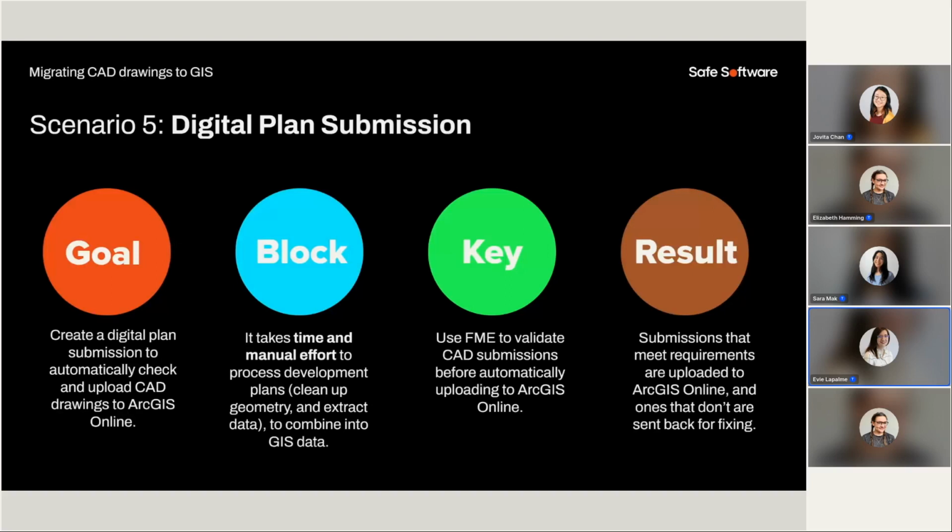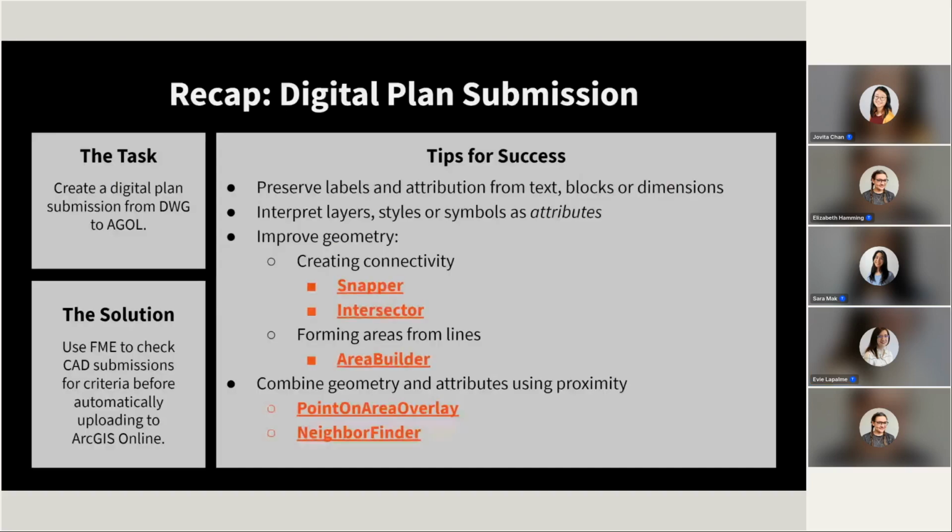So to recap, the task was to create a digital plan submission that checks the validity and either passes the file to upload to ArcGIS Online or fails and returns a streamed report of HTML of why it failed. This provides the submitter with information to fix the file immediately and submit again with no communication wait time, keeping the responsibility back on the submitter to provide valid submissions.